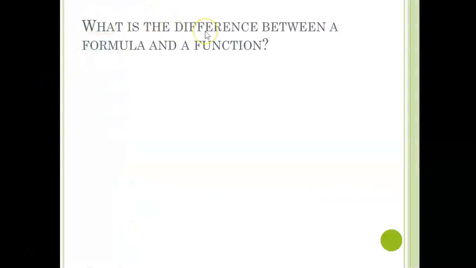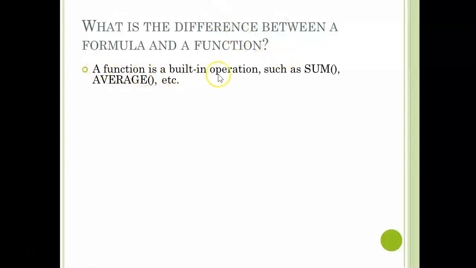So what is the difference between a formula and a function? Remember, in Excel, we are dealing with formula and function. So what is the difference between these two? A function is a built-in operation, such as sum, average, etc. So the functions that we would type in, usually we'd say equals sum, equals average, equals SUMIF, equals if. These functions are built into Excel that we can use. So that is a function.